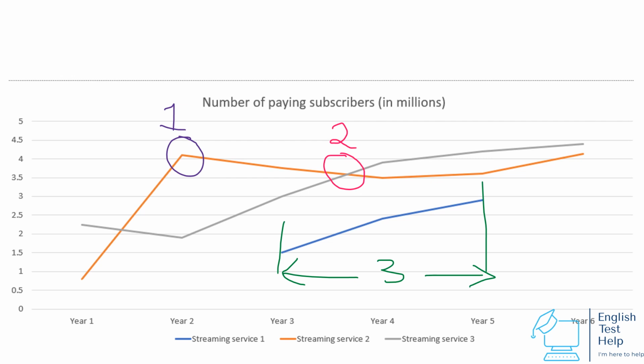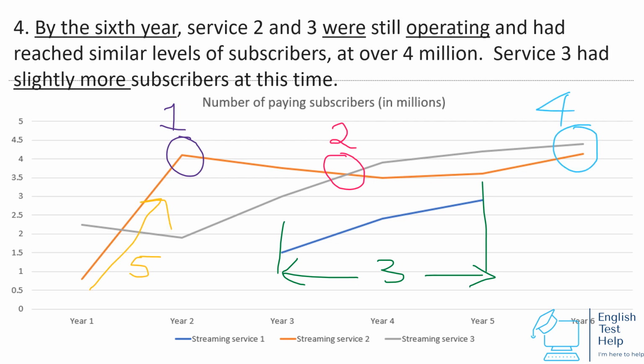All right, we've done 1, 2, and 3. What about number 4? By the 6th year, or we could say by the end, service 2 and 3 were still operating and had reached similar levels of subscribers at over 4 million. Service 3 had slightly more subscribers at this time.